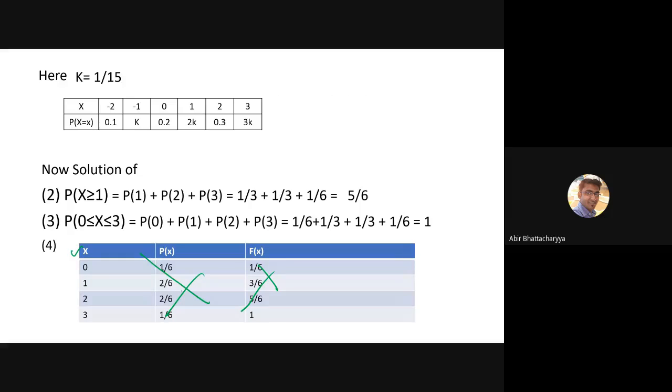Okay, you have to update the table. Table already I have updated. Okay, don't use this. This was a wrong table.